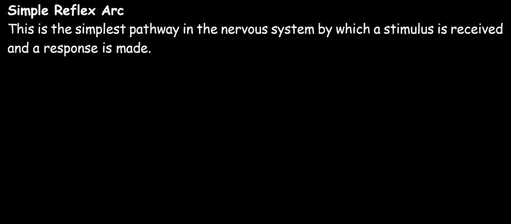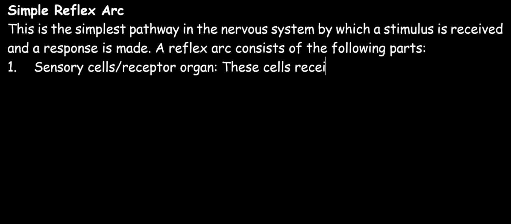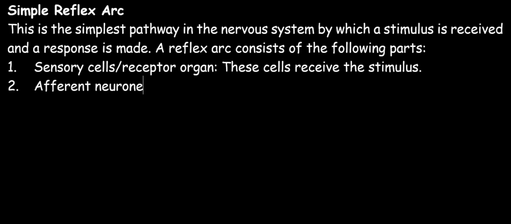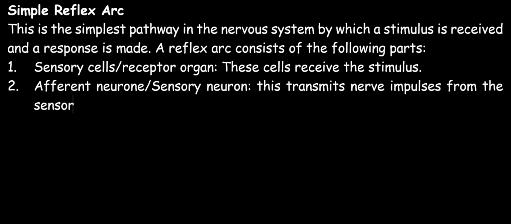The reflex arc consists of the following parts. Number one, the sensory cells or the receptor organ. The sensory cell or receptor organ is responsible for receiving the stimulus. Number two, the afferent neuron or the sensory neuron, also known as the sensory nerve. This transmits nerve impulses from the sensory cells to the spinal cord or to the brain.